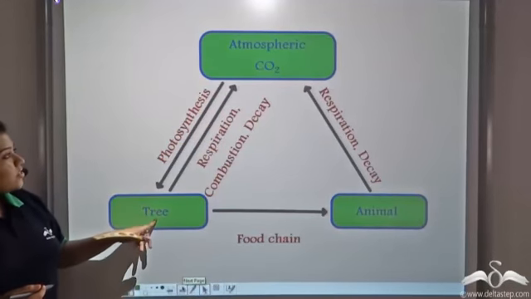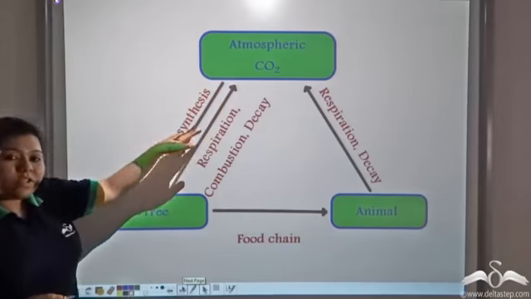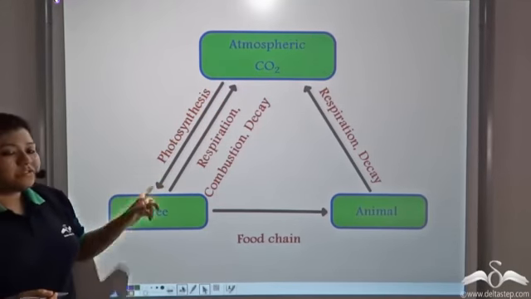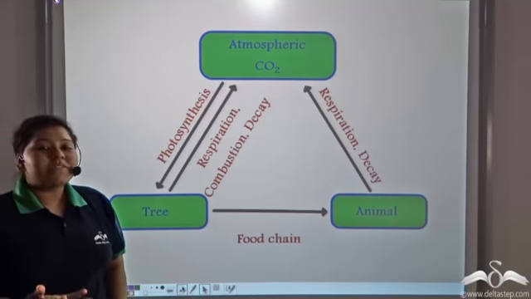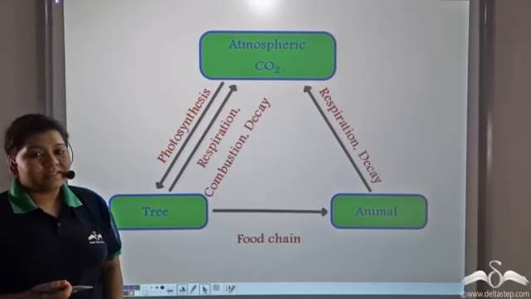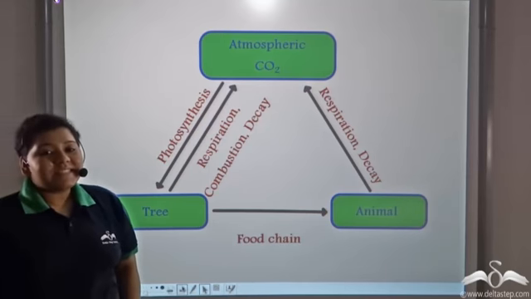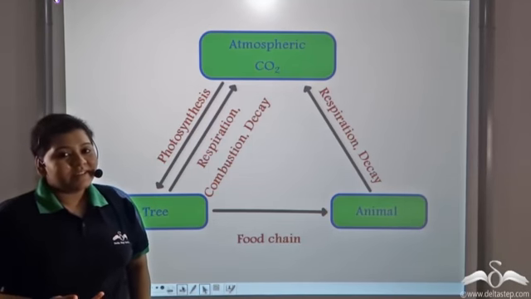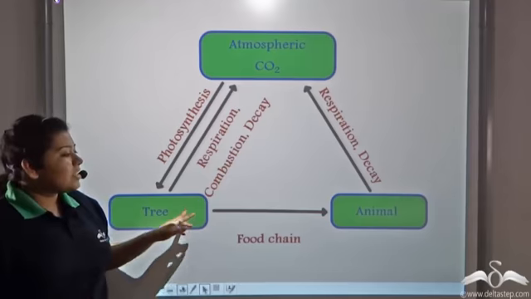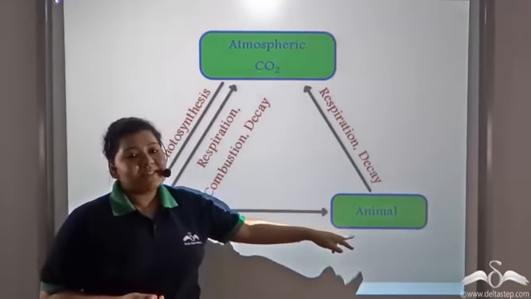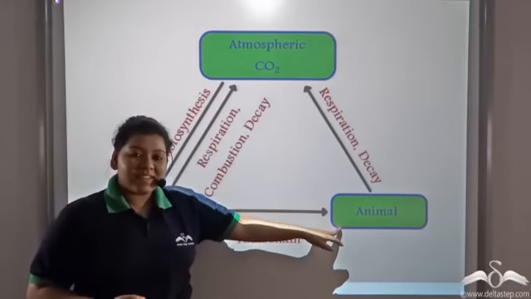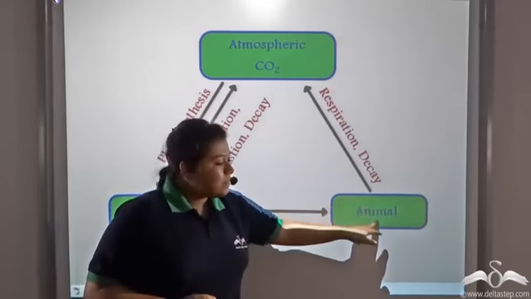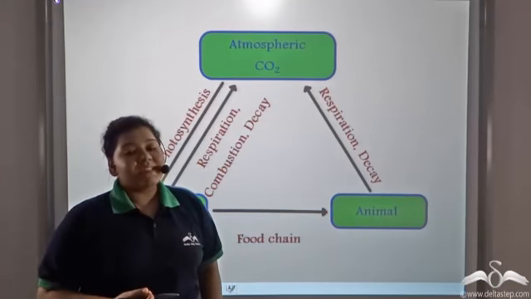See, trees take up atmospheric carbon dioxide for photosynthesis. And finally, food in the form of starch is manufactured. So starch contains stabilized carbon. Now this starch is eaten up by animals. So there is a flow of carbon in the food chain. So now animals have carbon in them.